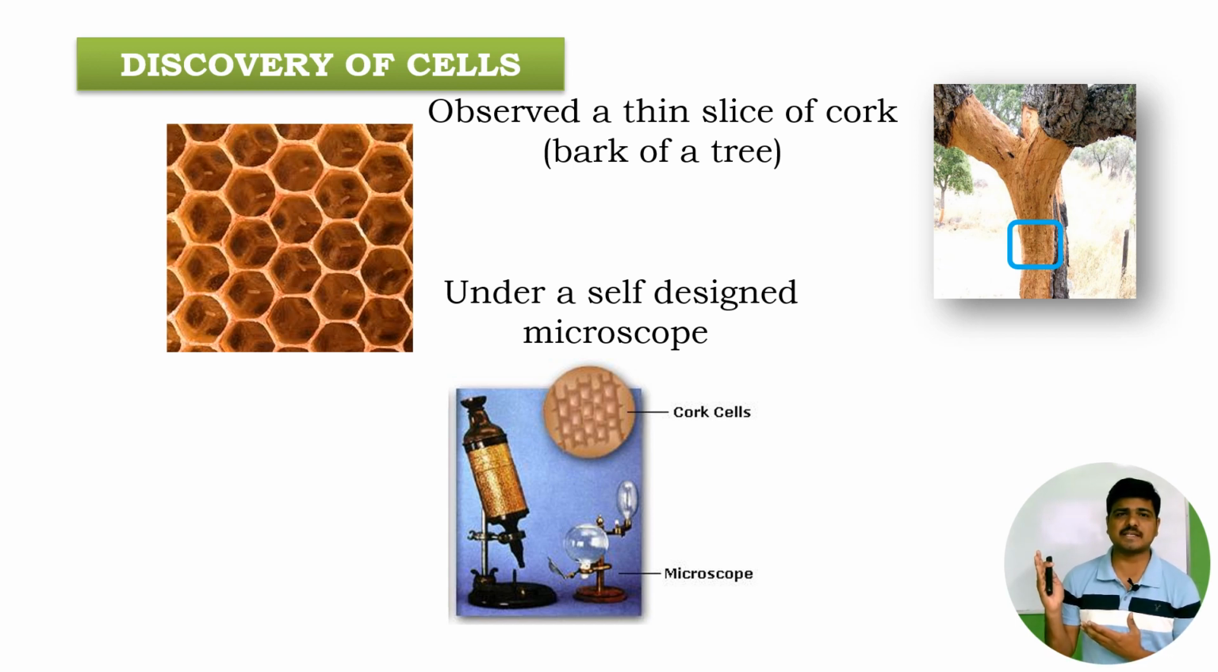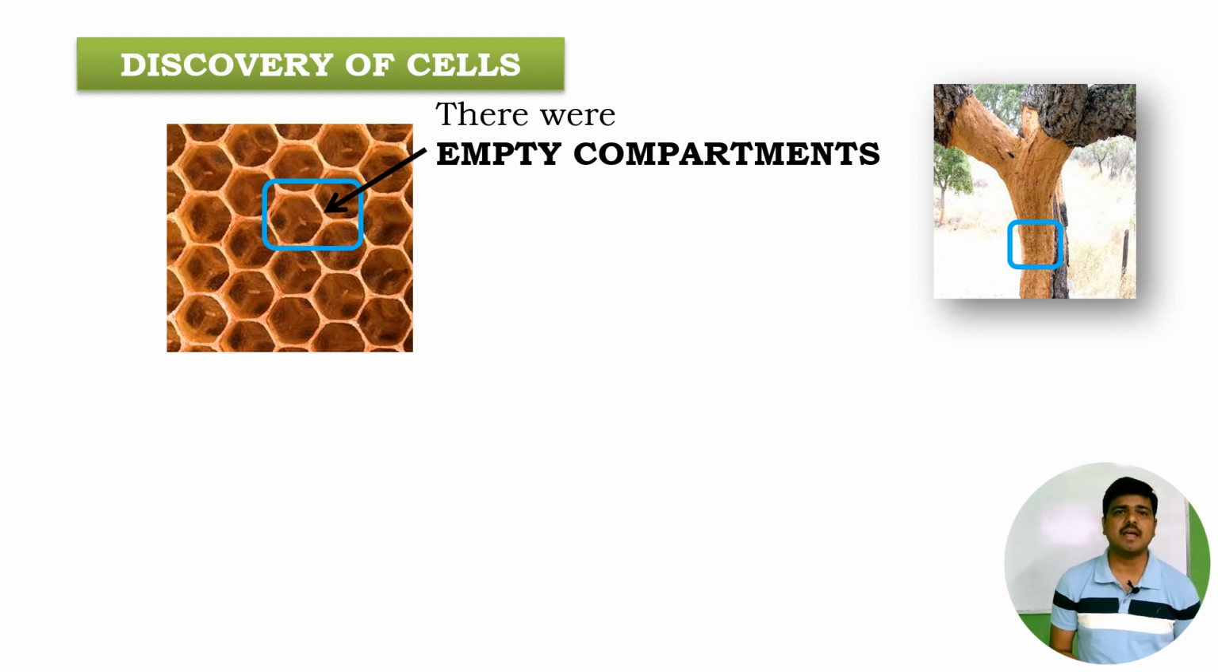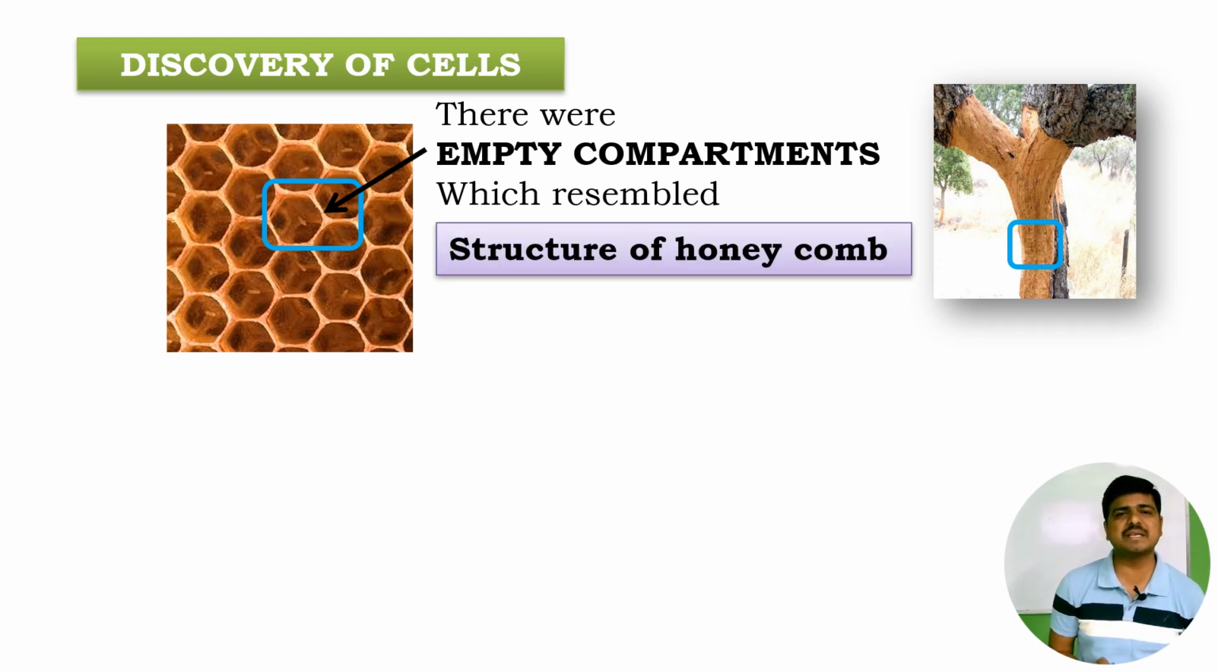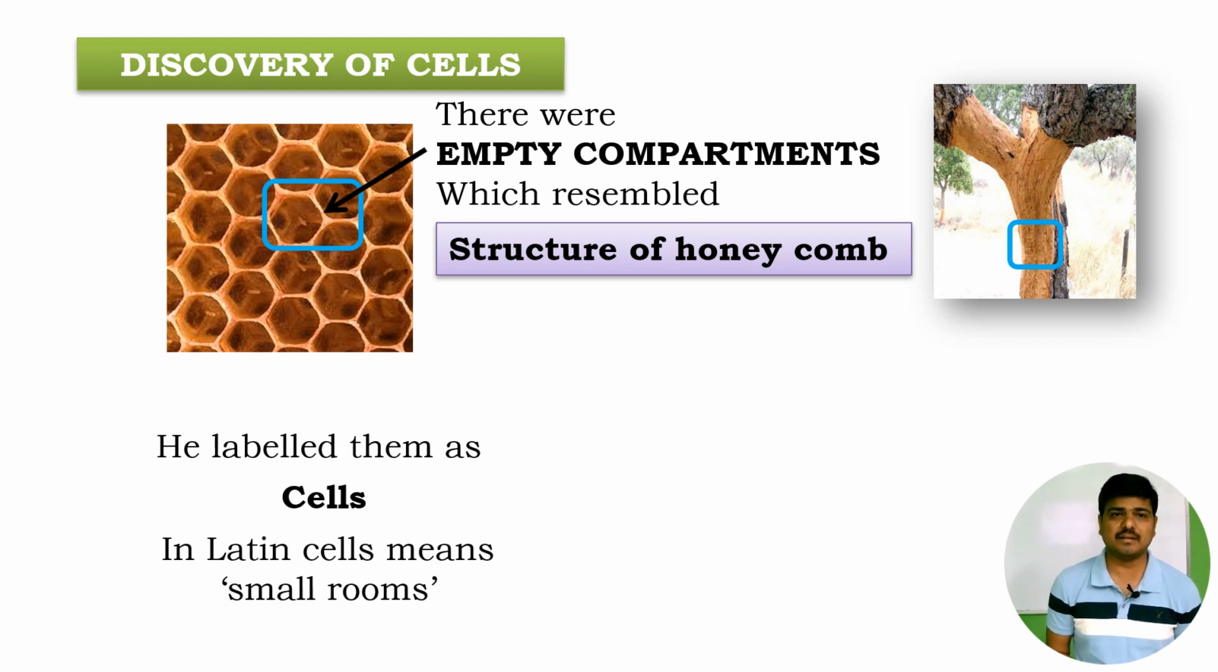Look at this, it is like that. These are honeycomb-like structures. They looked like empty compartments, and as these empty compartments resembled the structure of a honeycomb, he labeled them as cells.